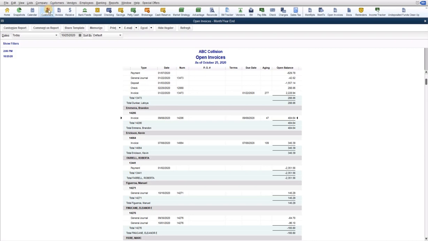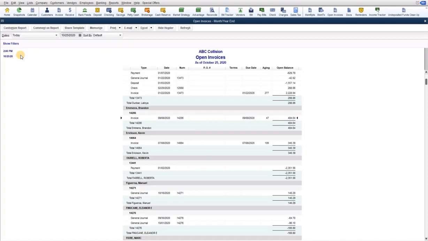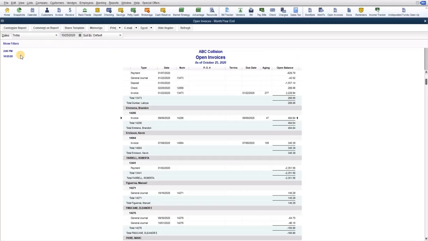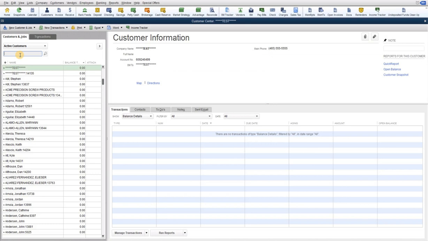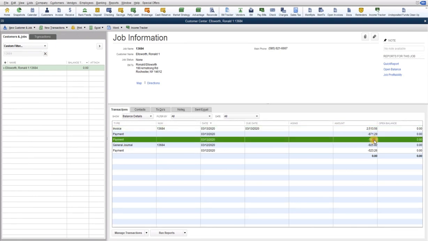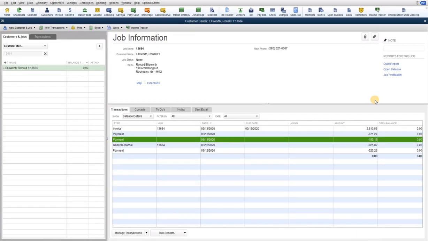We still need to go back and look at this customer again. And let me get the repair order number, 13684. It's showing it as zero. It looks like it's correct. If we look at the payment itself, it's applied. So everything's fine on this record now.